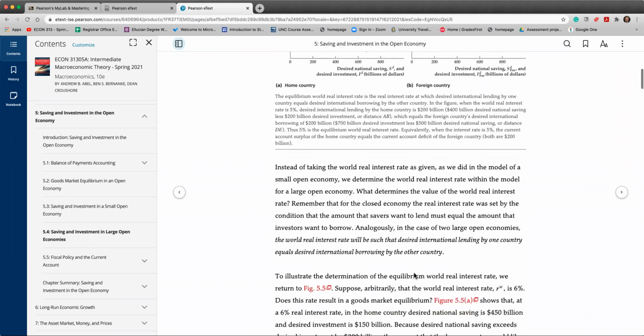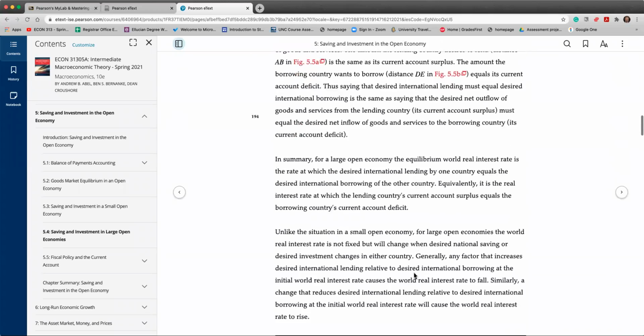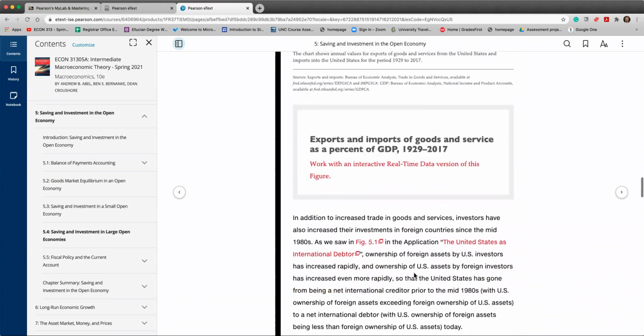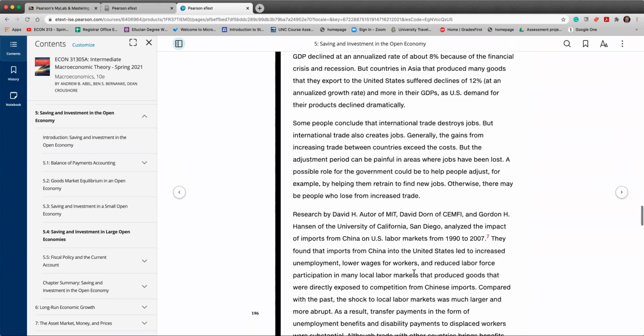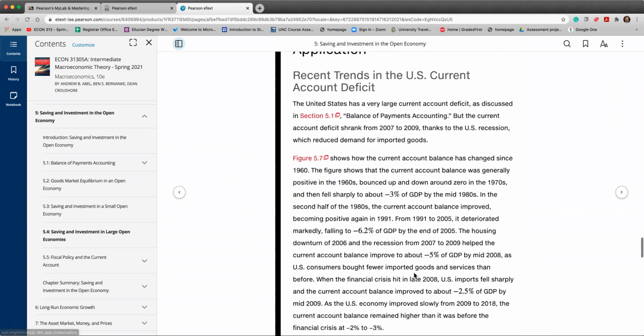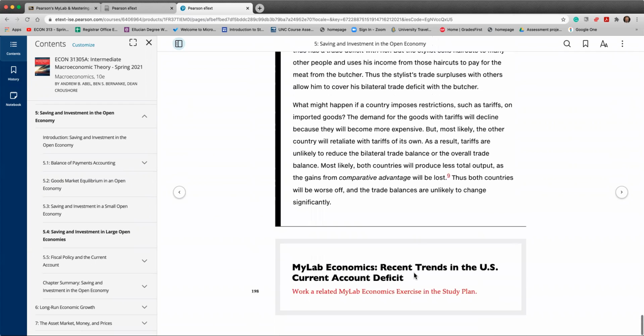So that's really the basic idea in the large open economy. This is just explaining that, going through and explaining that. So I encourage you to really pay attention and really dig into this section 5.4. This is kind of just going through and relating this to the actual economy.